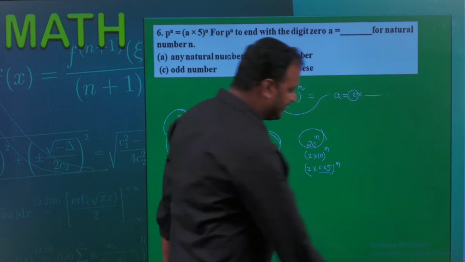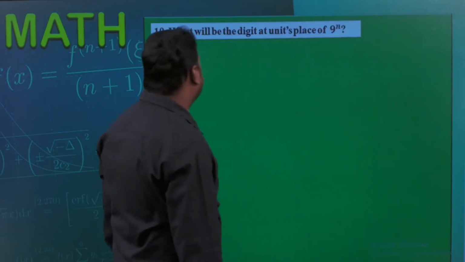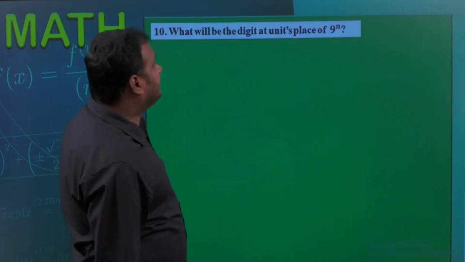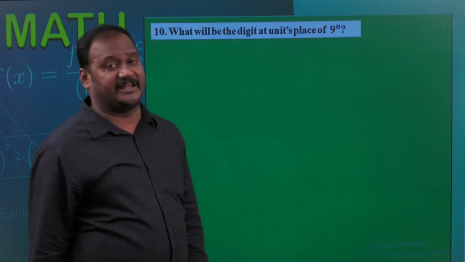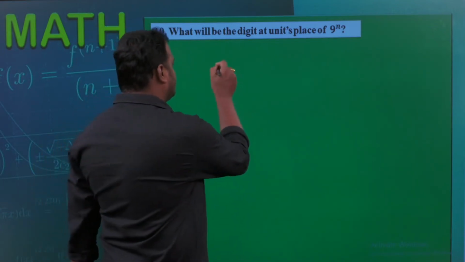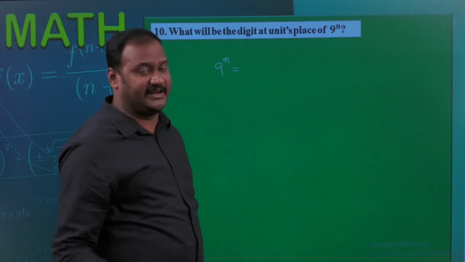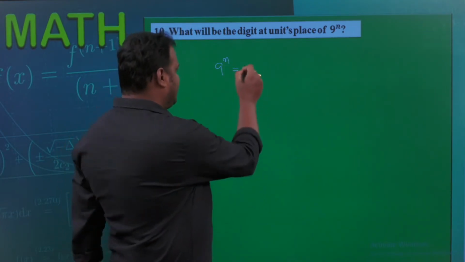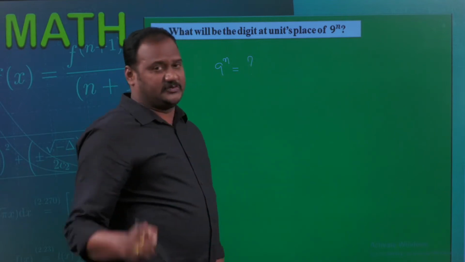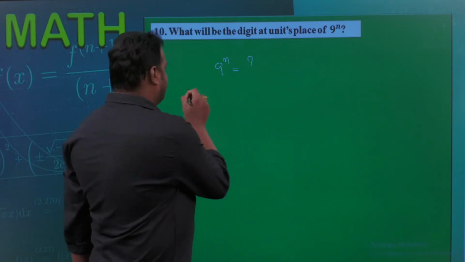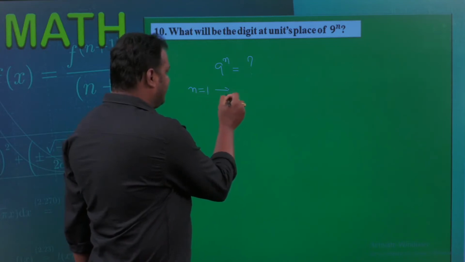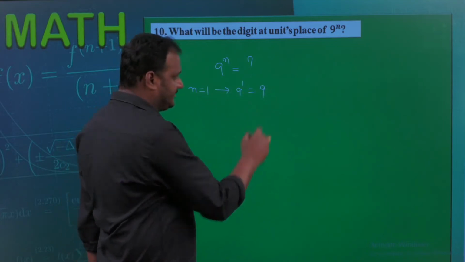Right? Moving on to the next problem. See here, the next problem is: what will be the digit at the units place of 9 to the power of n? So what is the unit digit of 9 to the power of n, or 9 to the power of n ends with which digits? I am going to put n is equal to 1 because n is a natural number. N is equal to 1, then 9 to the power of 1 is going to be 9.